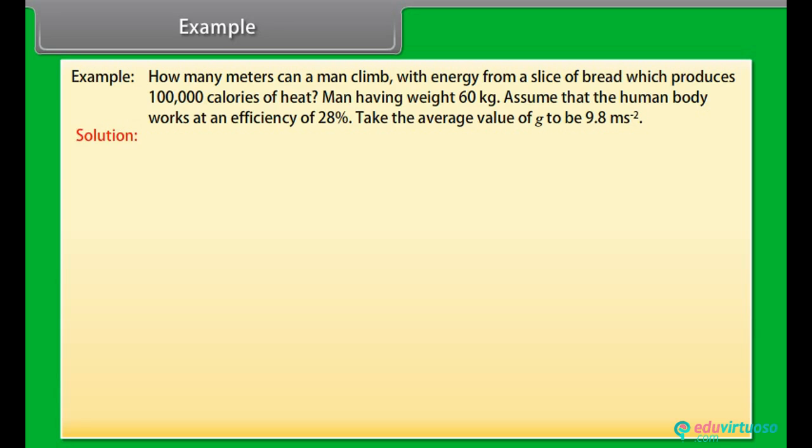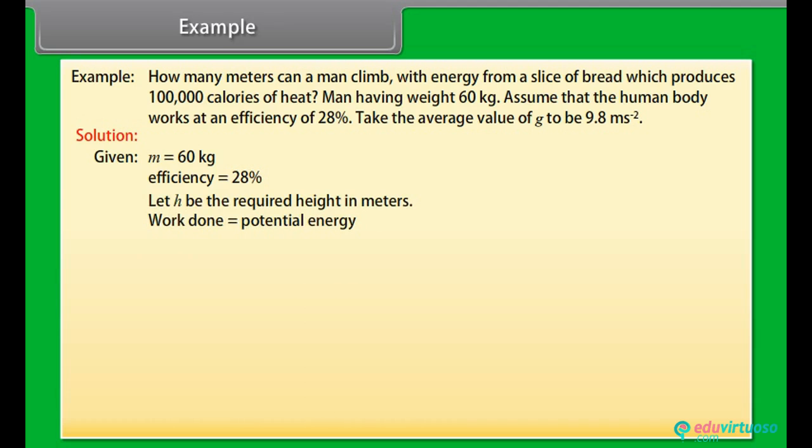Let's see the solution. Here, mass and efficiency is given, which are 60 kg and 28% respectively. Let h be the required height in meters. Now, we know that the work done is equal to potential energy. So, by simplifying it, we get 60 into 9.8 into h joule. By calculating it, we get 588 h joule, or 588 h upon 4.2 calories.